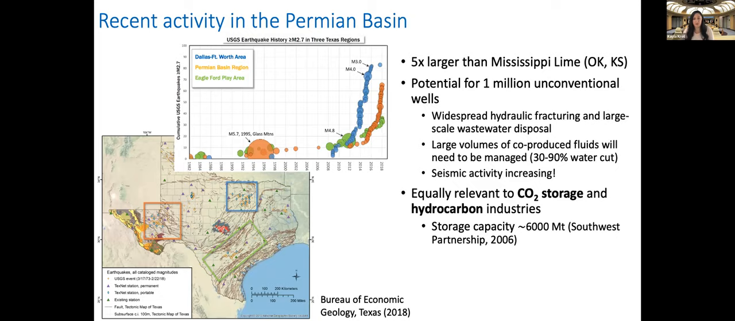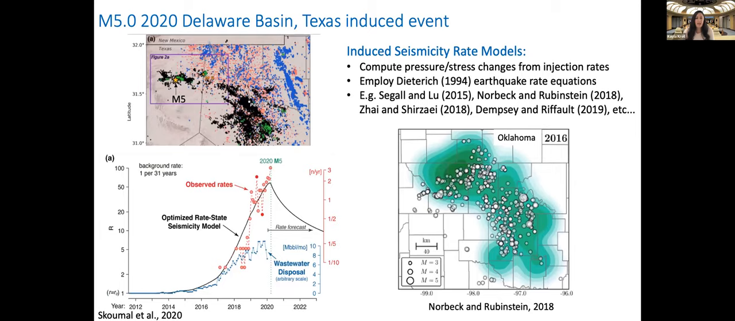As of 2018, this map shows that the seismicity rates were already beginning to increase in regions around the state, including the Dallas-Fort Worth area in blue, the Eagleford area in green, and then in West Texas in the Permian Basin in orange. And if we take a closer look at the Delaware Basin in West Texas, we can see all the seismicity shown in black from this recent paper by Skoumal et al., including this magnitude 5 earthquake that occurred early last year.